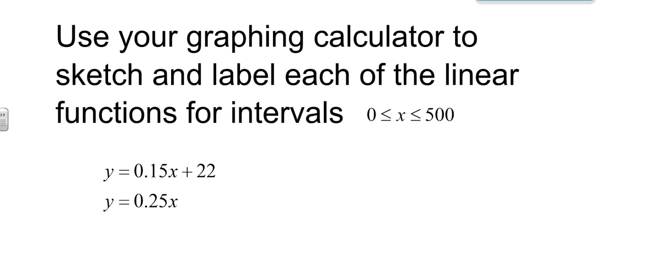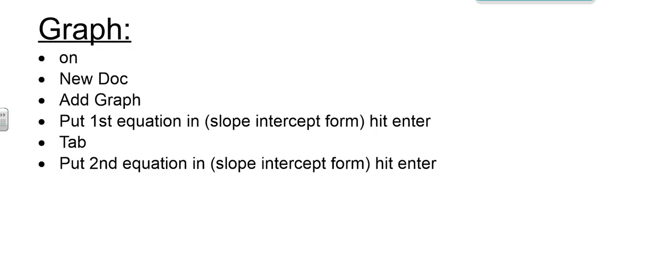So I've already created the two equations for you. The question might say something like, use your graphing calculator to sketch and label each of the linear functions for intervals 0 is less than or equal to x, which is less than or equal to 500. For today's purpose, it's going to be y equals 0.15x plus 22 and y equals 0.25x. There are specific steps to use the calculator, and I broke those steps down for you.